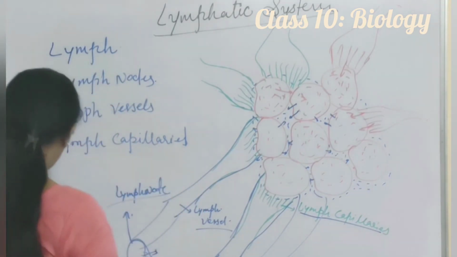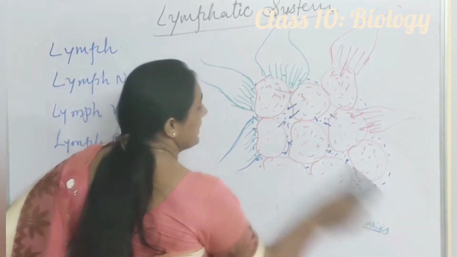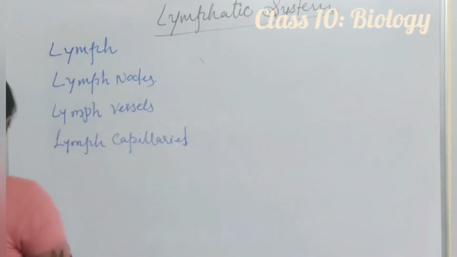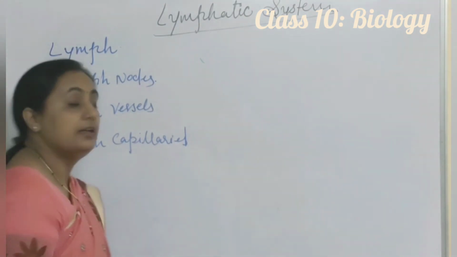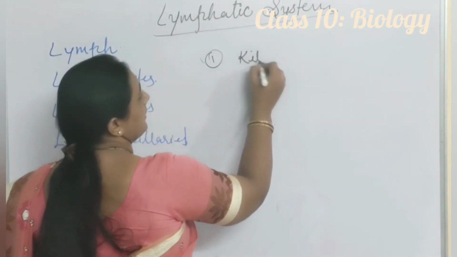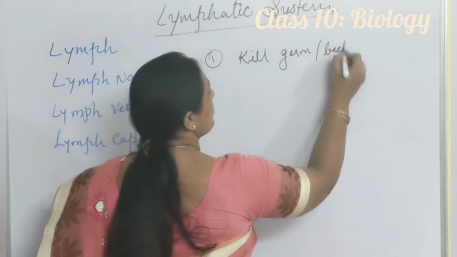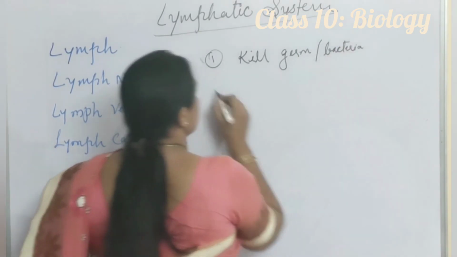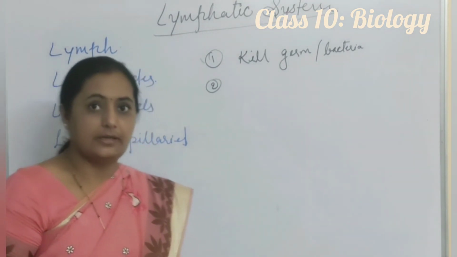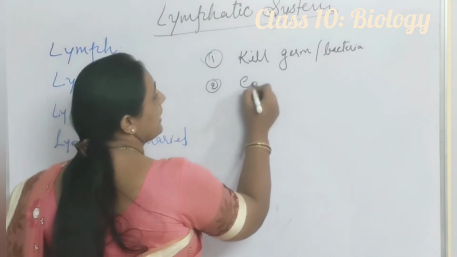What is the significance of lymph? Importance or significance of lymph. First of all, lymph helps to kill germs, unwanted material, bacteria or microbes, as it is enriched with WBCs to protect our body and fight infection.